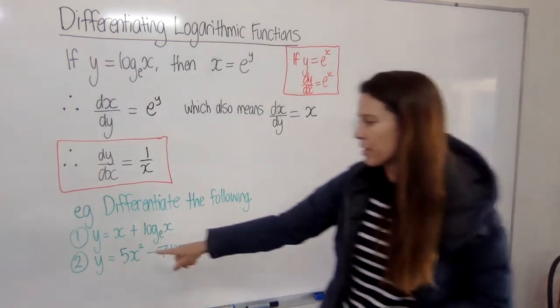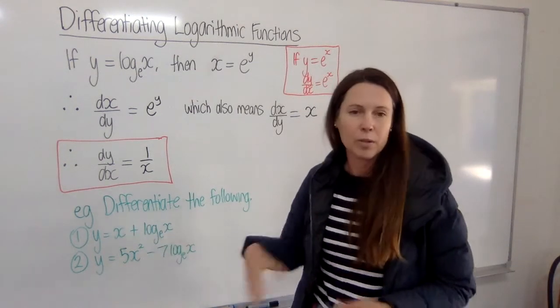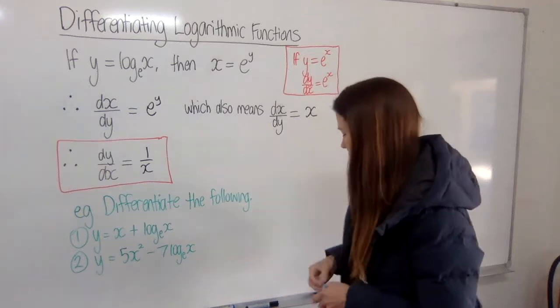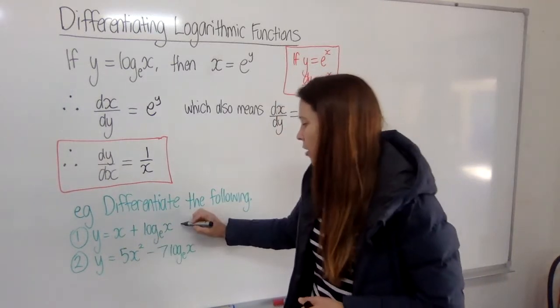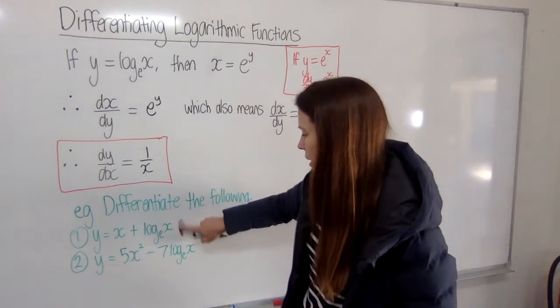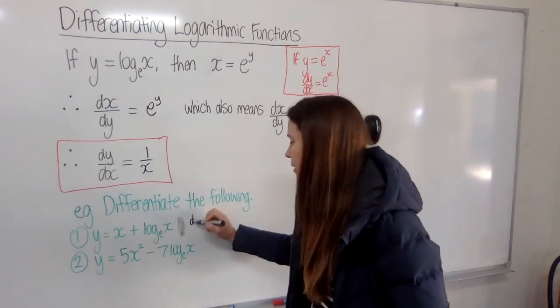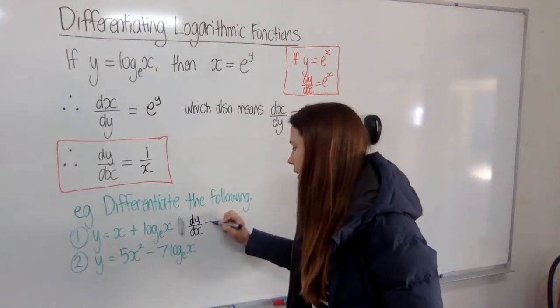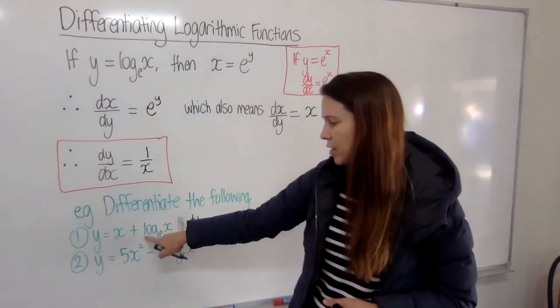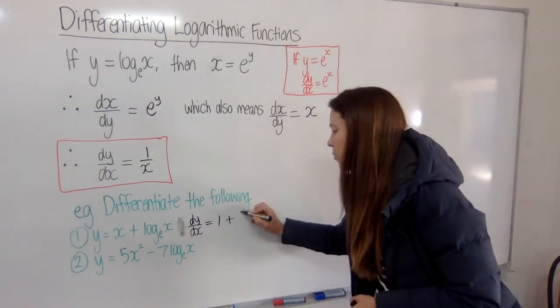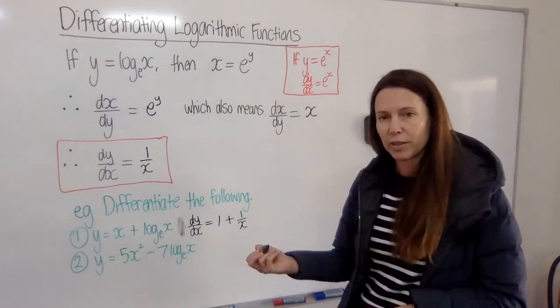Of course, when we're differentiating something that has 2 terms, we just differentiate them one at a time. So the solution down here, if y equals x plus the log of x, I want to write dy dx equals, well, if I differentiate the first term, I get 1, and if I differentiate the second term, I get 1 over x. It's as simple as that.